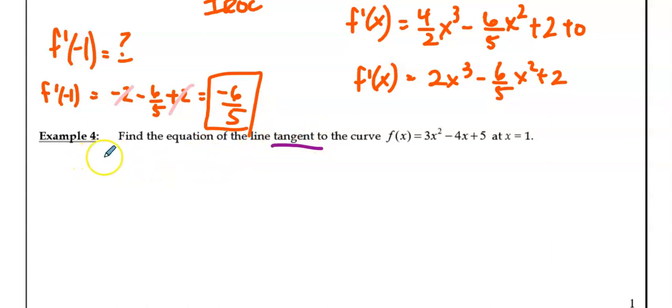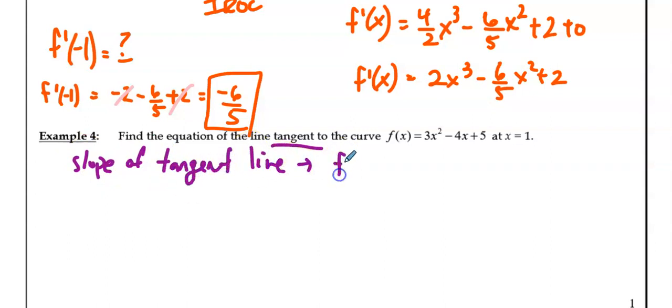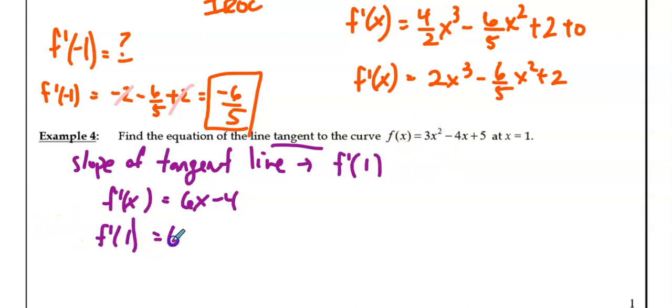So find the slope of the tangent line, right? The slope of the tangent line is going to give us our derivative. We want to figure out what f prime of 1 is. So let's do that very quickly. f prime of x is going to give us 6x minus 4. So a pretty nice little function for us here. And so f prime of 1 is going to give us 6 times 1 minus 4, which is going to give us 2.